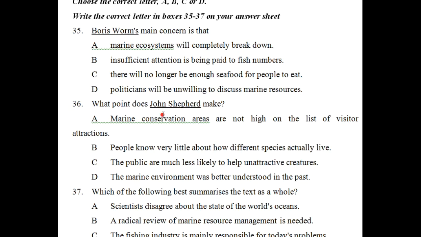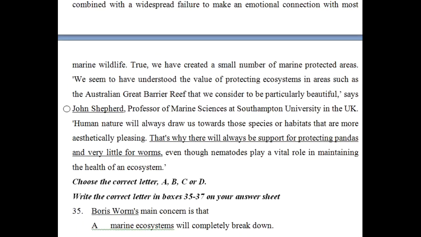What point does John Shepherd make? Again, the same thing. Don't read the options. Try to find out what point John Shepherd makes. Again, I have dropped the hint here while doing the first question type. So here is John Shepherd. What point is he trying to make? So let's go back to the sentence here. True, we have created a small number of marine protected areas. We seem to have understood the value of protecting ecosystems in areas such as the Australian Great Barrier Reef that we consider to be particularly beautiful, said John Shepherd.